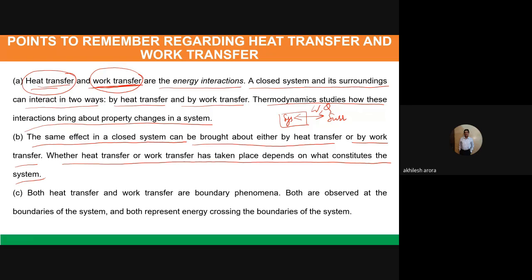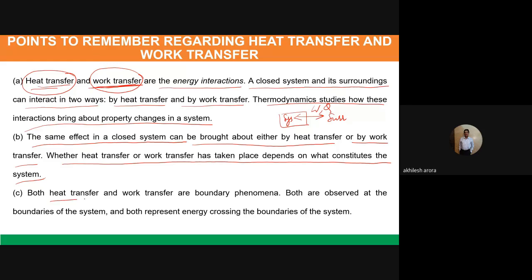That means it is not necessary that to bring a system from a particular state 1 to a particular state 2, you require both heat transfer and work transfer. If you have heat transfer only, you can take the system from state point 1 to 2. If you have only work transfer, then also you can take the system from state point 1 to 2. Or even if you have both, you can go from state point 1 to 2. So anything is possible in this case.